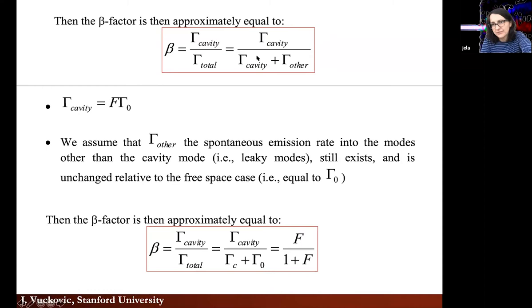So this is just an approximate expression. If you want to find it exactly, you have to do much more accurate calculations, but this is just telling you that the trend is the following. The larger the Purcell enhancement into a specific mode, the larger the beta factor, and the maximum value that it can have is one, when all of the spontaneous emission goes into one mode.